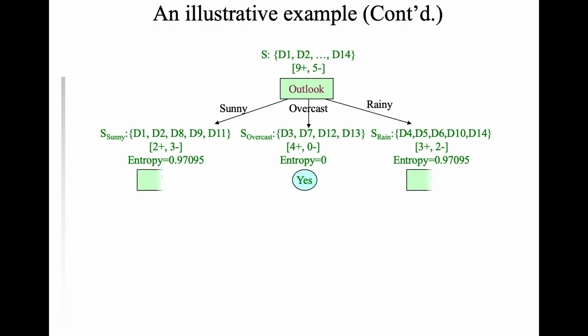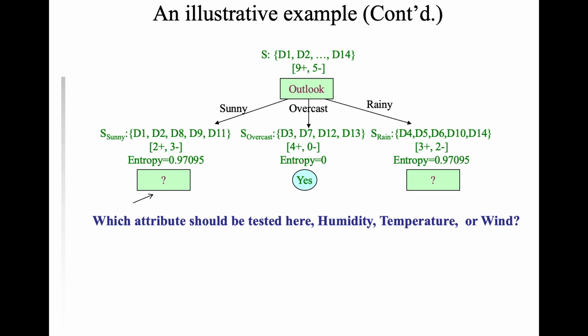Now the question is, which attribute should be tested here? If we started with the Outlook, here we reach the leaf with the overcast, because it was homogeneous and all instances had the same class label. But for these two, should I put humidity here, wind here, or temperature here? That's the next question, right? Now we do the same here.